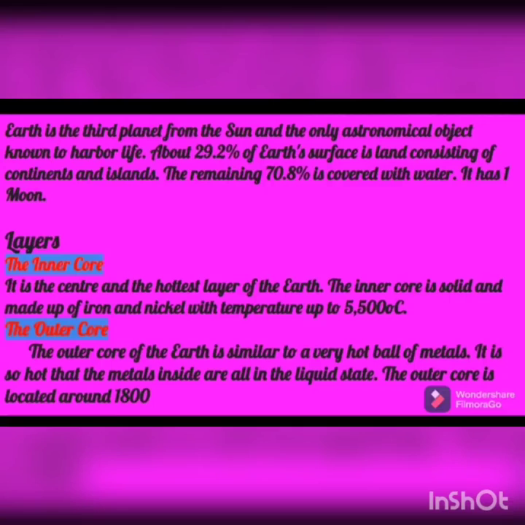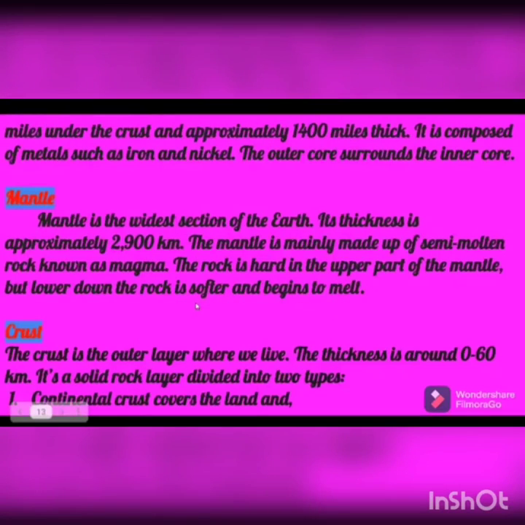Then the next is the outer core. The outer core of the Earth is similar to a very hot ball of metals. It is so hot that the metals inside are all in the liquid state. The outer core is located around 1,800 miles under the crust and is approximately 1,400 miles thick. It is composed of metals such as iron and nickel. The outer core surrounds the inner core.